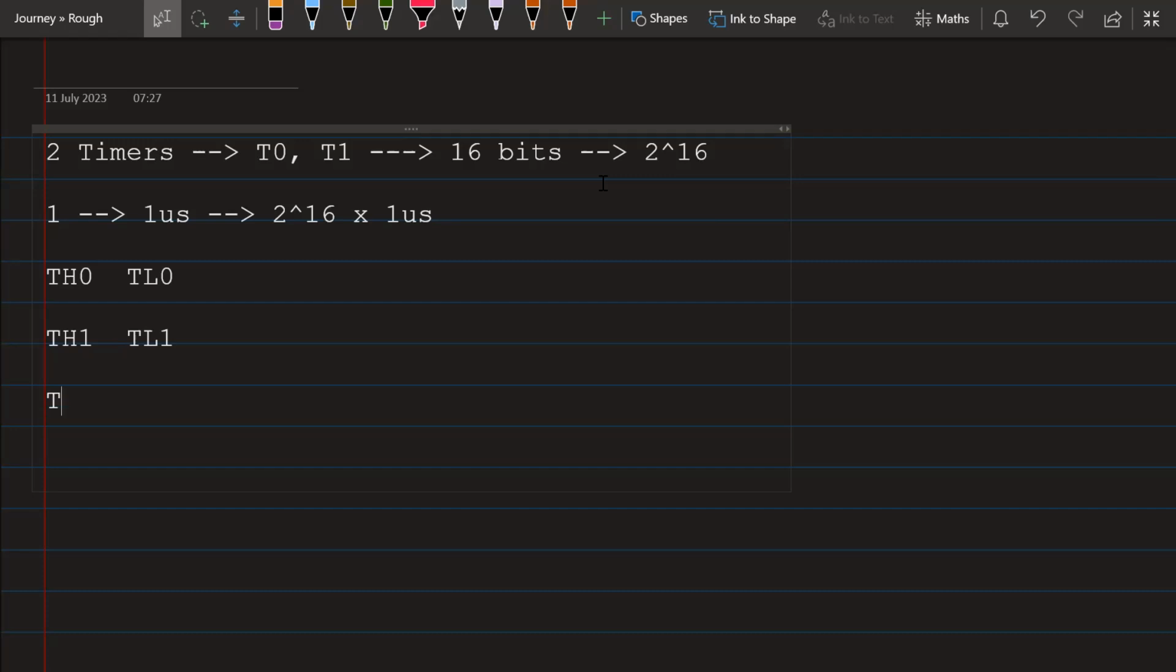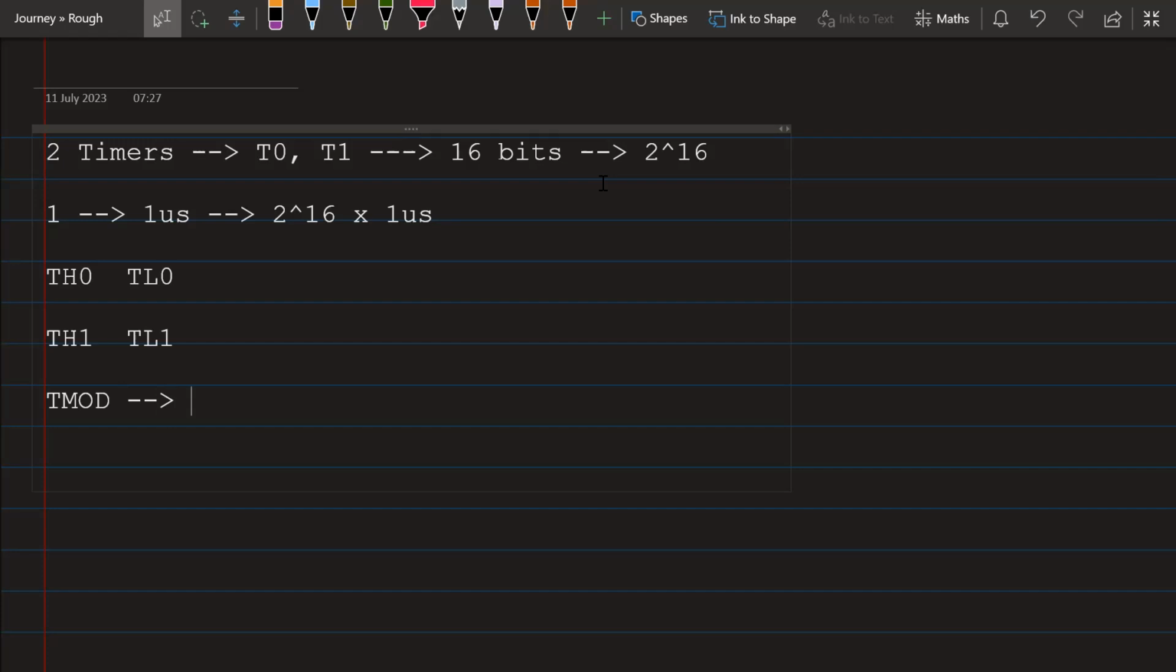So in order to control this timer, we have a register called TMOD. We have various modes of operation and various circuitries, and in order to control that, we have the TMOD register. For both timers, we have a single register.